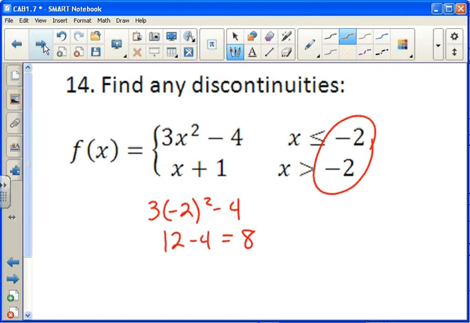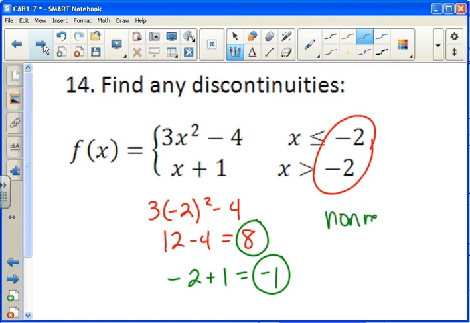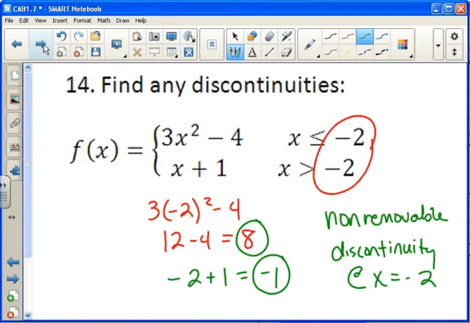When I plug it in the bottom, negative 2 plus 1 is negative 1. Okay, these two numbers do not match. So that means they don't meet at negative 2. So there is a non-removable discontinuity at x equals negative 2. Piecewise functions are almost always going to be jumps, at least ones that are set up this way. So that's why they're non-removable.